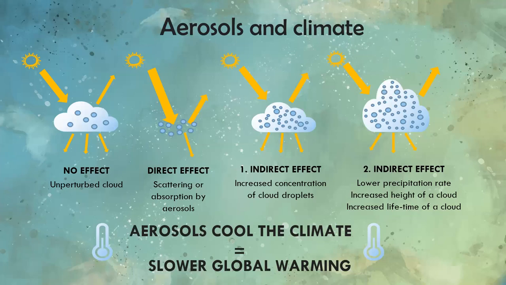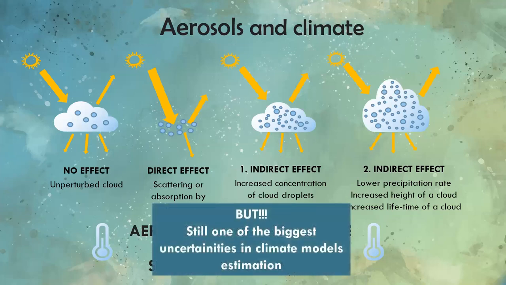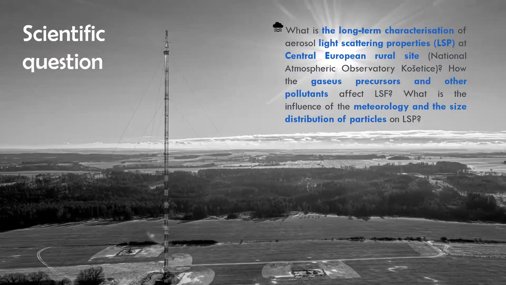If we are talking globally, aerosols cool the climate and can compete with greenhouse gases and slow global warming. However, due to their temporal and spatial variability, they are still one of the biggest uncertainties in climate model estimations. And thus it's very important to study long-term periods and to observe their behavior and how they vary in time. And thus we are very interested in the characterization of long-term variability of light scattering properties at the Košetice atmospheric site.